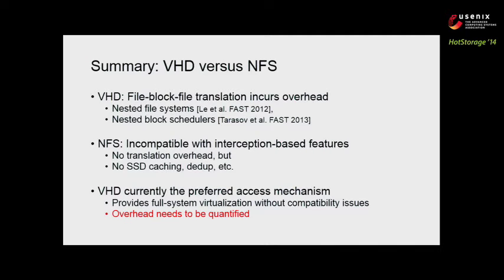However, this access mechanism is not compatible with interception-based features because the hypervisor is no longer on the data path. So we cannot have any second-level SSD caching, no dedupe. Snapshotting becomes complicated. So essentially, that's the main drawback of network file systems.